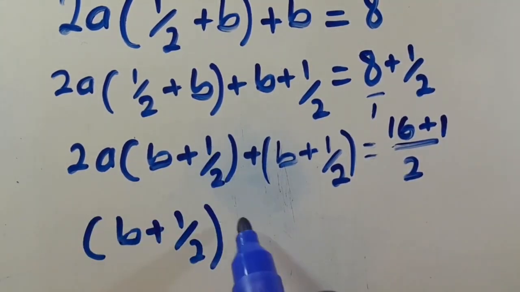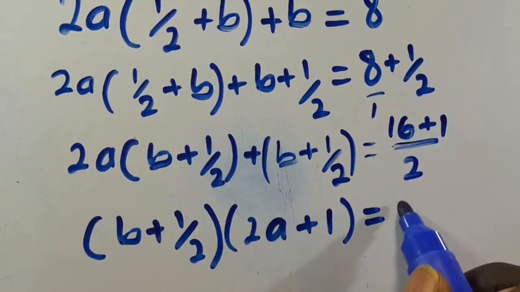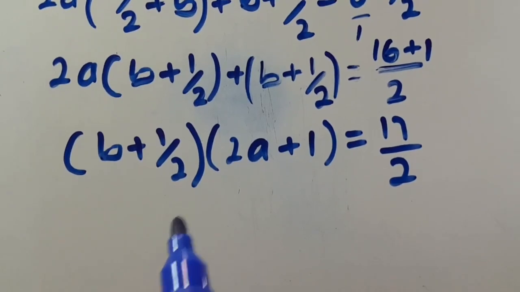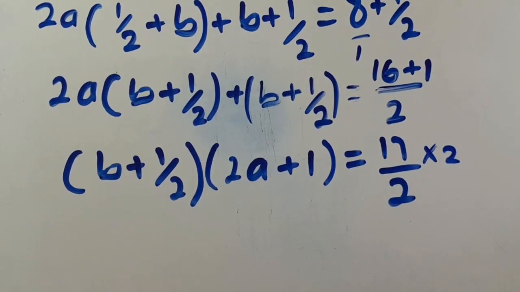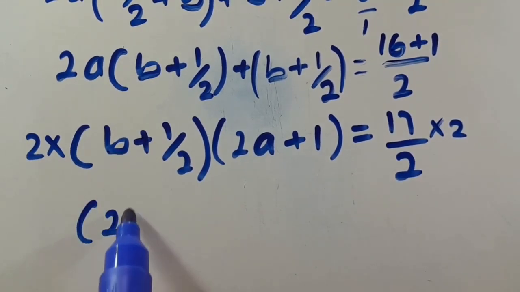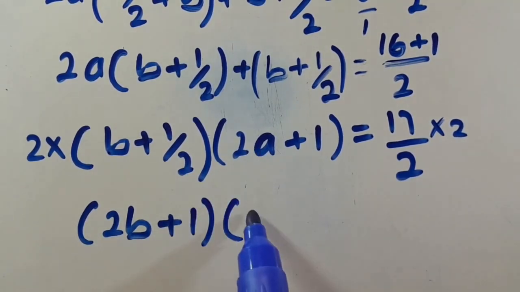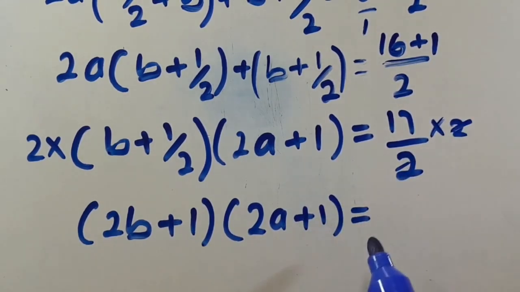The whole of this thing here divided by this, we have only 2a, plus the whole of this here divided by this, we have only 1, will be equals 16 plus 1 will be 17 divided by 2. So we have this as this. Let us multiply through by 2. When you multiply this by 2 here, 2 times b, we have it to be 2b, plus these 2 we cancel, we have only 1, plus here will also be 2a plus 1 will be equals this, and this we also cancel. We have here to be only 17.